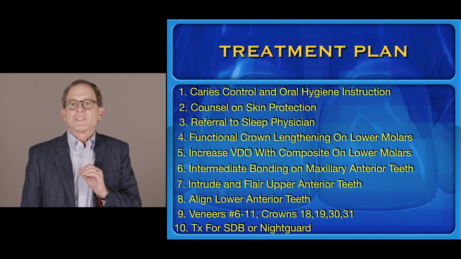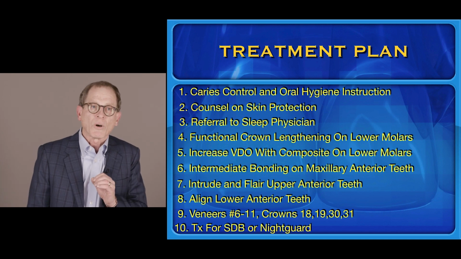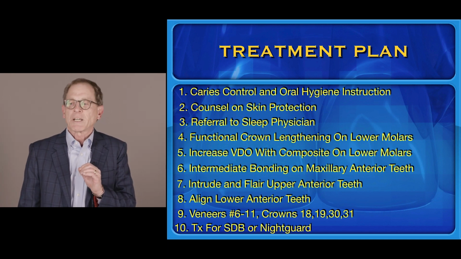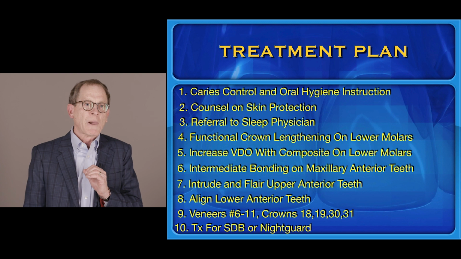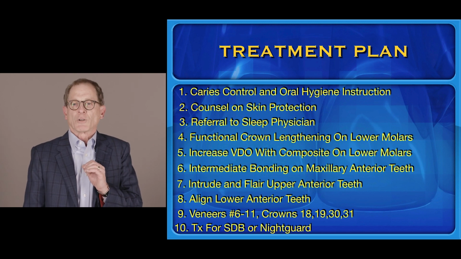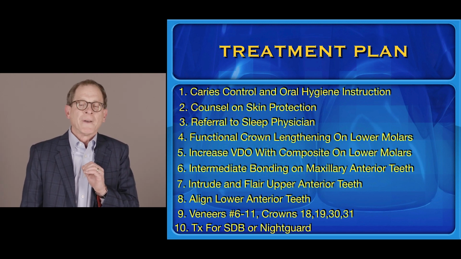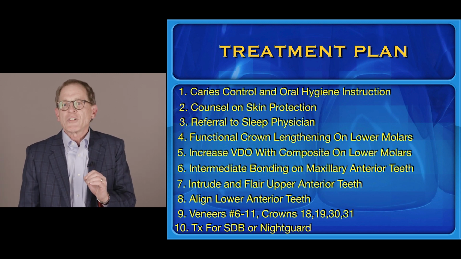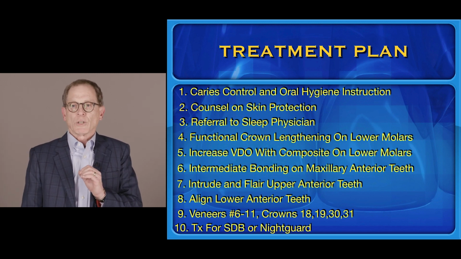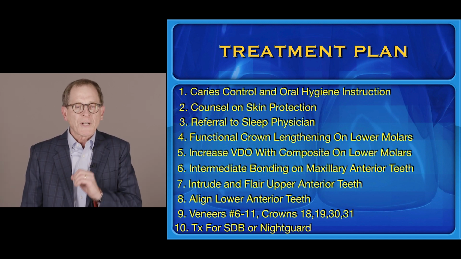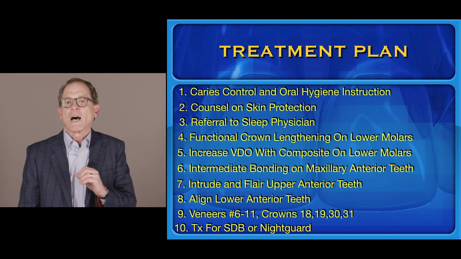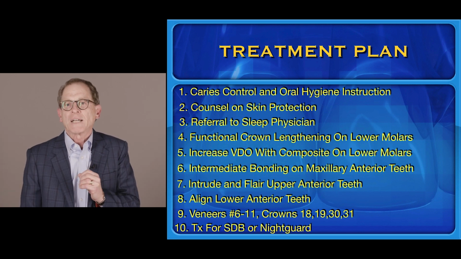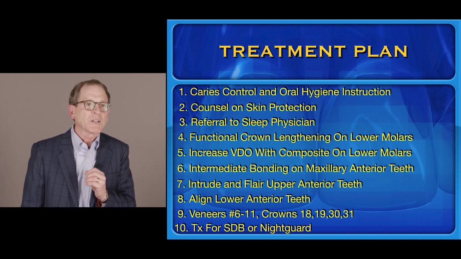The treatment plan consists of caries control and oral hygiene instruction, counseling him on skin protection for his lips, referral to a sleep physician to rule out sleep-disordered breathing, functional crown lengthening of his lower molars, increasing vertical dimension by adding composite to his lower molars prior to the orthodontics. Once the orthodontics has started and the teeth are somewhat aligned, then we're going to do intermediate composite bonding to make the teeth anatomically correct.